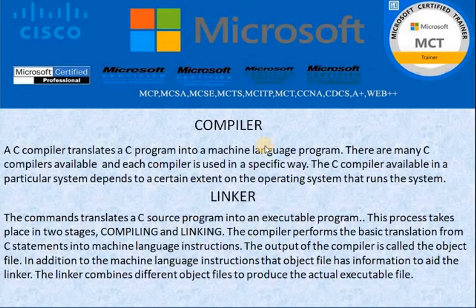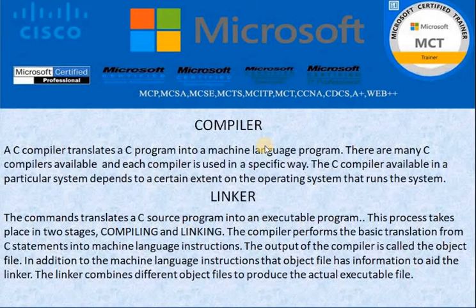So let's discuss the meaning of the linker first. Normally, whenever you write a program, all the source code has to be converted or changed into the executable program. Actually this process takes place in two stages in the C programming language. Number one is known as compiling, and number two is known as linking.